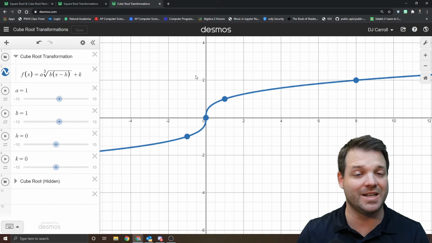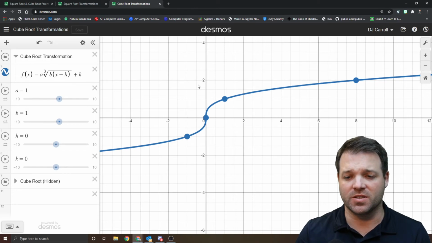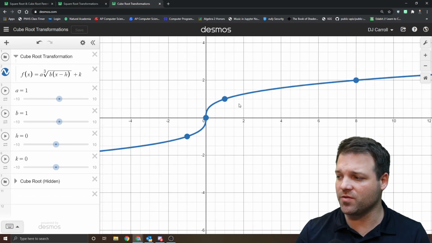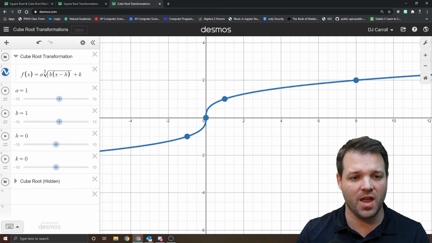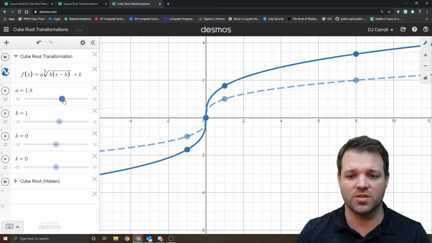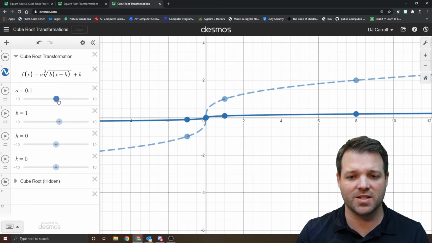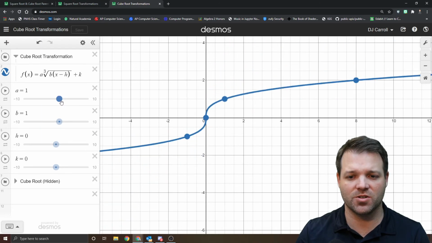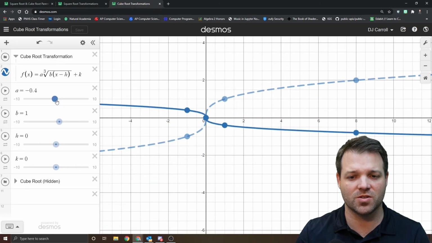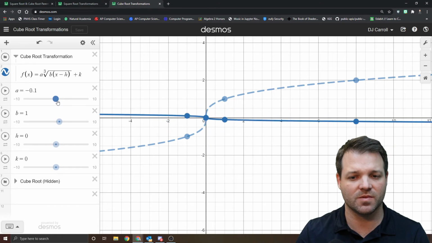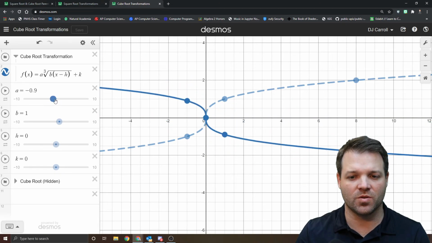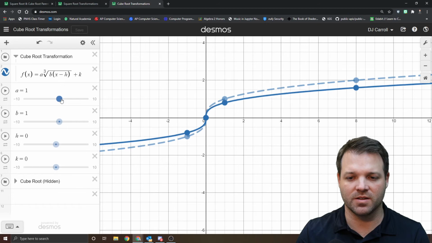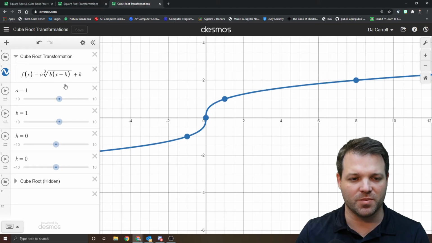These are going to be identical because the transformations are identical for all functions. But here we go. Here's our parent function graphed right here. And so if we have a on the outside, then that is going to stretch or compress this function. Or if a is negative, then it's going to flip it over the x-axis. Or you could say it is not flipped, but reflected over the x-axis.